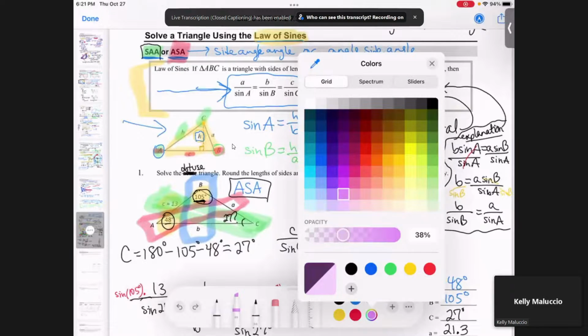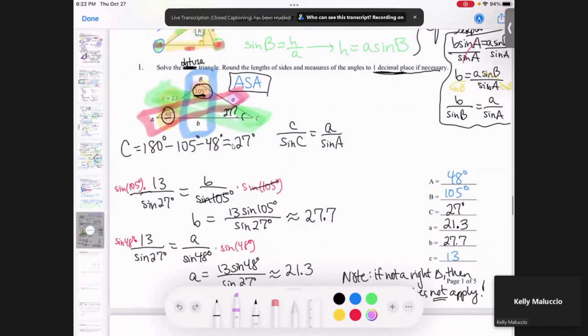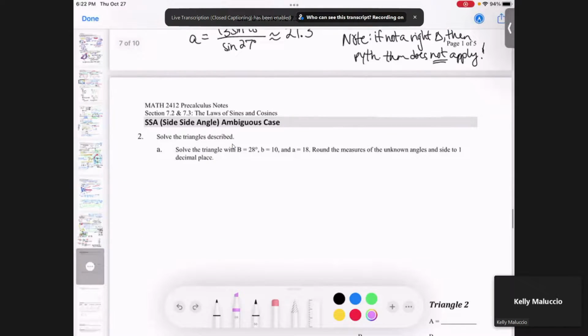Okay, so if they gave us like 48 and 105, and then they gave us A or something, that would be a case of side, angle, angle. We also could have solved the same way that we just solved. Basically, if you have two angles and a side, this is what you're doing. Now, if we have side, side, angle, this is a little bit weird, right? This is what we're calling an ambiguous case, okay?